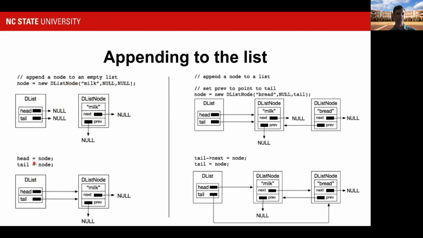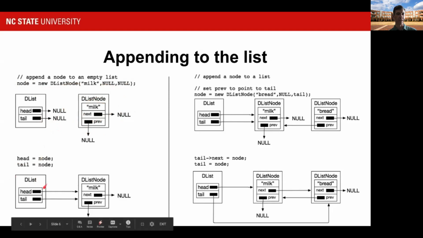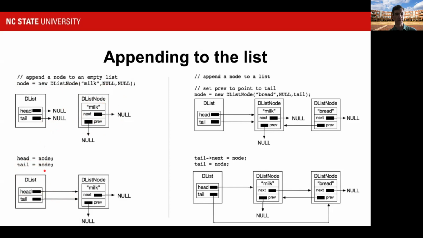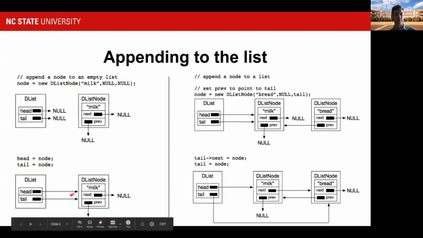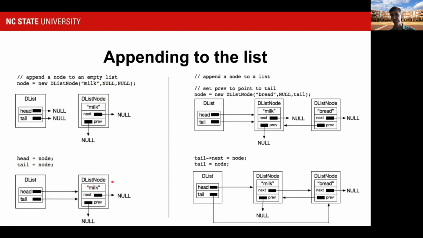And then we just need to set the head and tail to point to that node, right? After setting head equals node and tail equals node, we have these arrows from the head and tail pointers in the dlist object pointing to this dlist node. Literally, that's the exact same code we had for singly linked list, except that now we're dealing with a dlist node and we need to initialize this extra previous pointer. Otherwise, it's nearly identical.